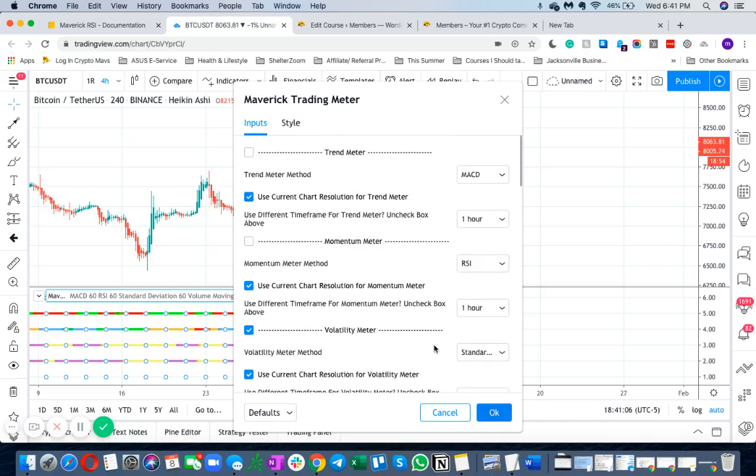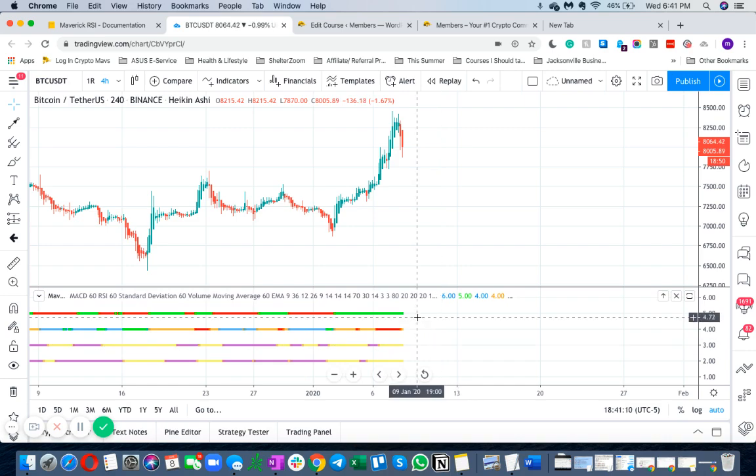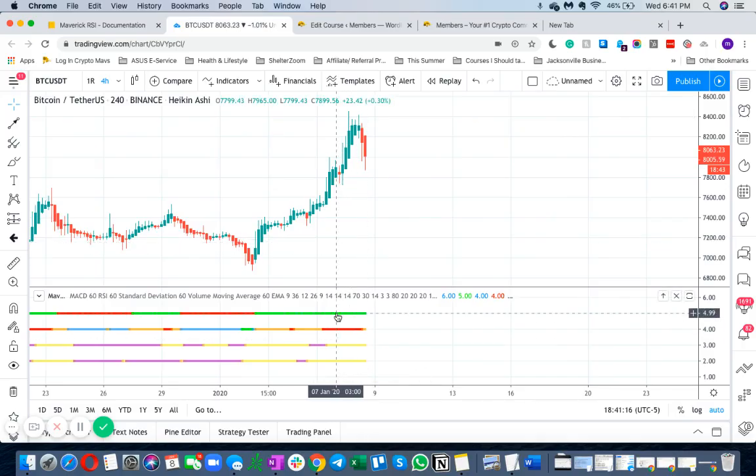In any case, the next thing that I want to mention here is that I want to go ahead and actually talk about trading with this. As you can see, it doesn't give you buy or sell signals, but it gives you, again, an overall sort of outlook of what's going on in the market.